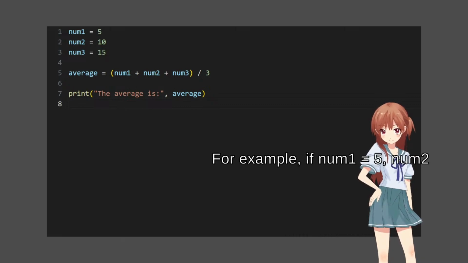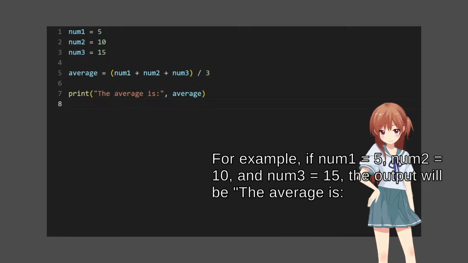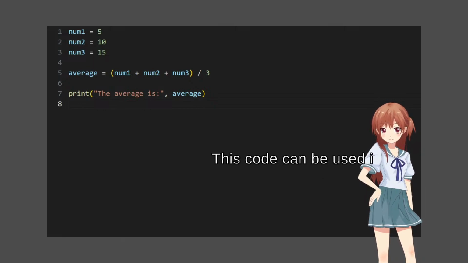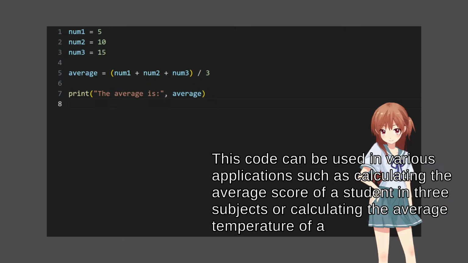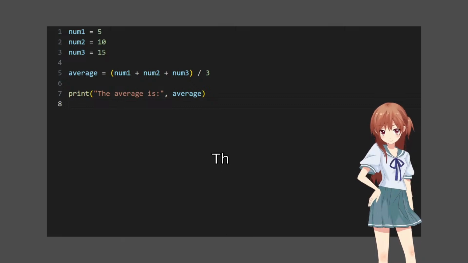For example, if num1 equals 5, num2 equals 10, and num3 equals 15, the output will be, the average is 10.0. This code can be used in various applications, such as calculating the average score of a student in 3 subjects or calculating the average temperature of a city for 3 days.